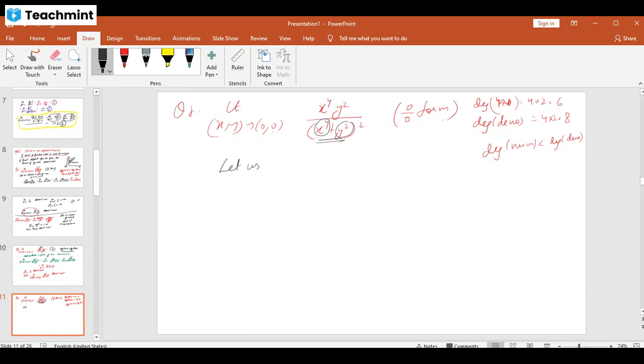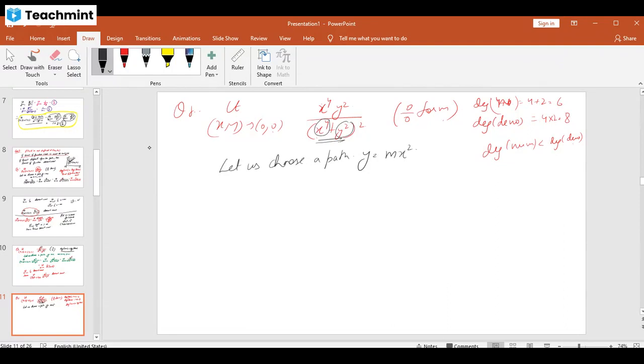So what can we do? Let us choose a path. I can put y equal to m x square. Basically, I want to make the same power. So there are two ways. Either I can choose x square equal to y. If I choose x square equal to y, then automatically x power 4 becomes y square, so the y square terms become the same.